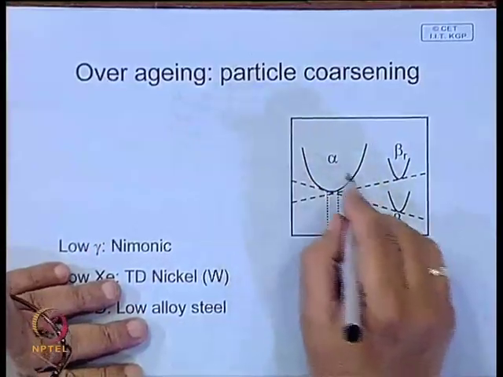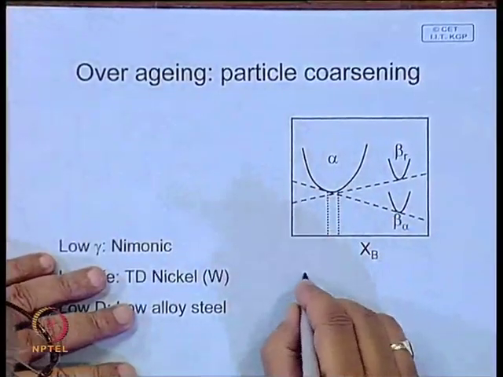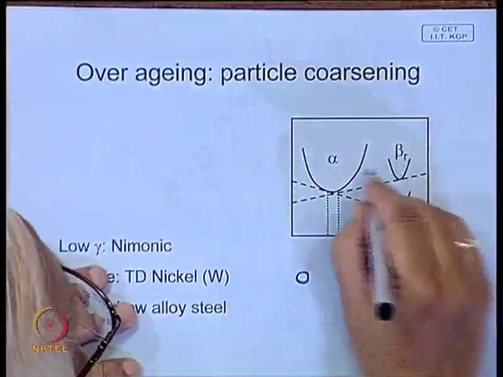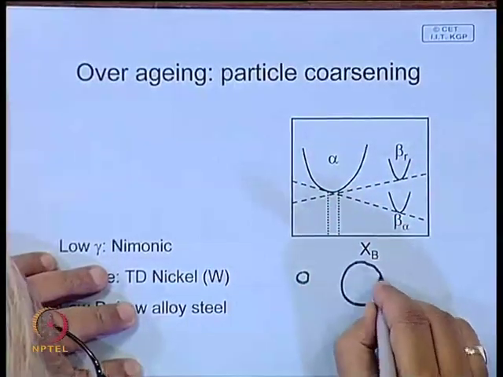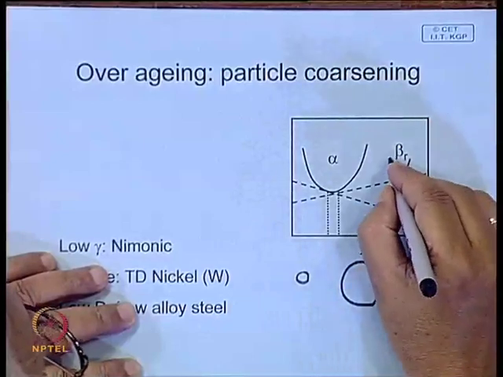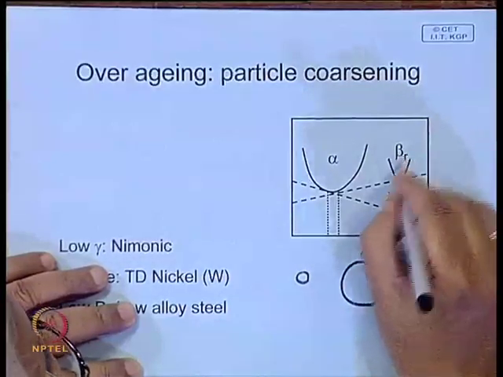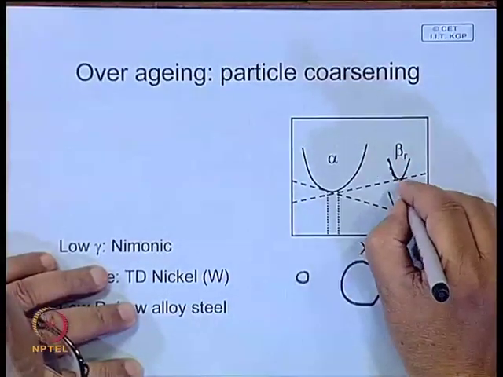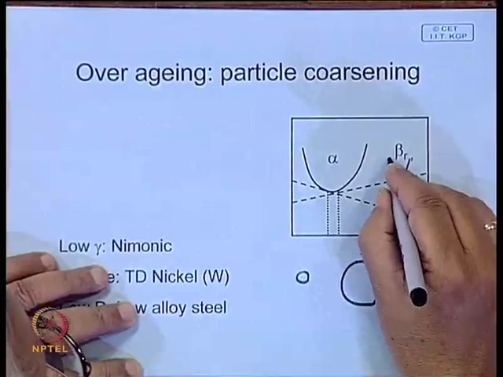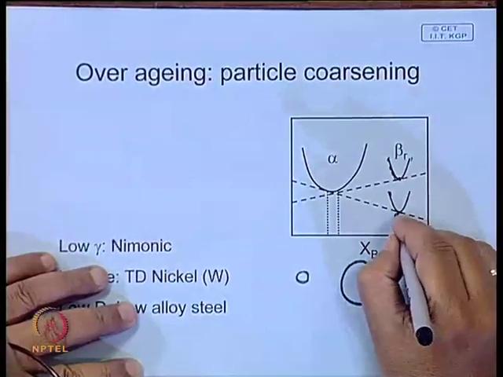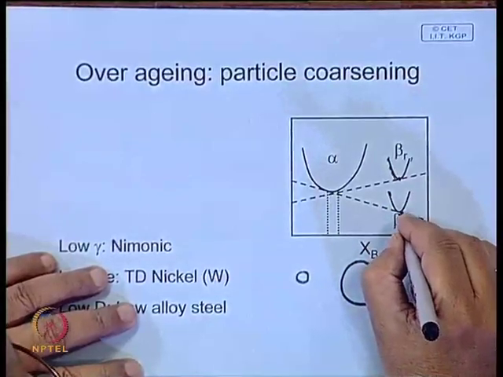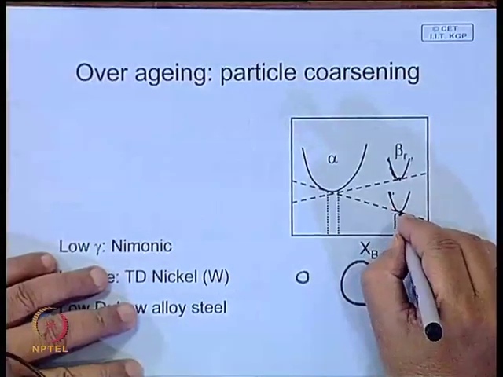Actually, this overaging takes place when the precipitate grows, because if you have one small precipitate and another large precipitate, they will have different thermodynamic stability. The smaller precipitates are thermodynamically unstable, they have higher free energy. These coarse precipitates are thermodynamically more stable, they have lower free energy.